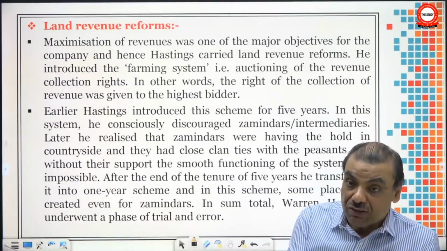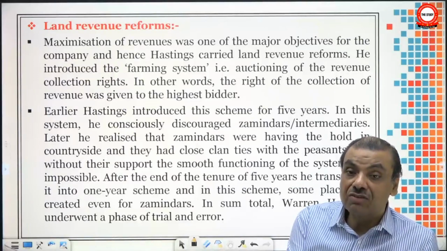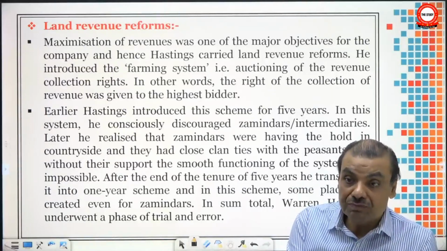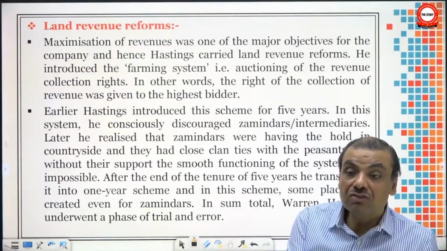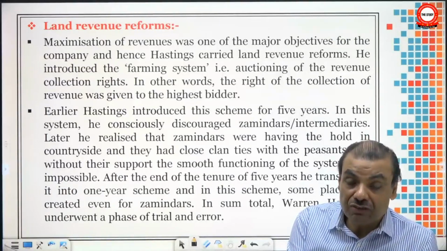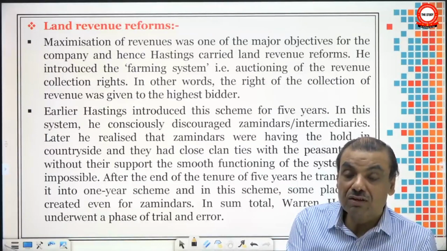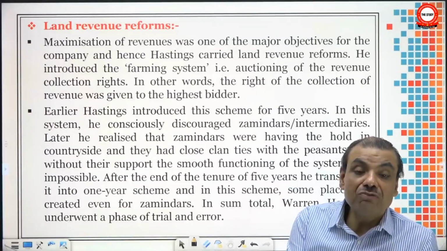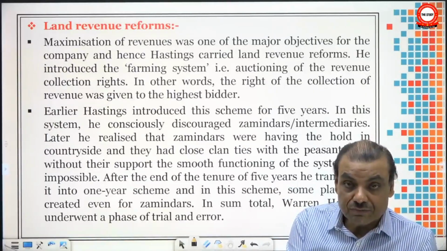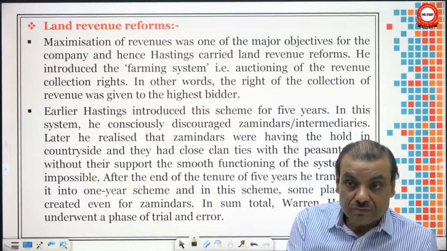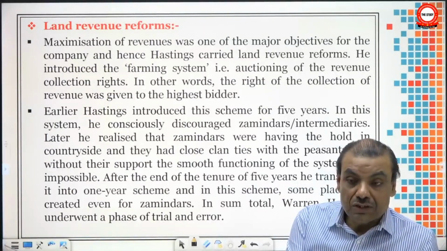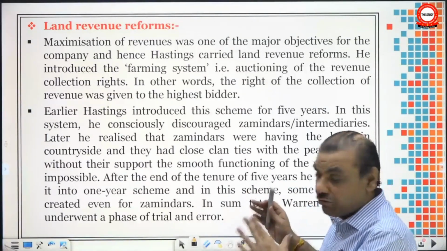There he got success. Later I will discuss his judiciary reforms. There also he got success to a certain extent. But so far as the question of the land revenue reforms is concerned, he underwent a phase of trial and error. So in this way, you can observe this phenomenon.